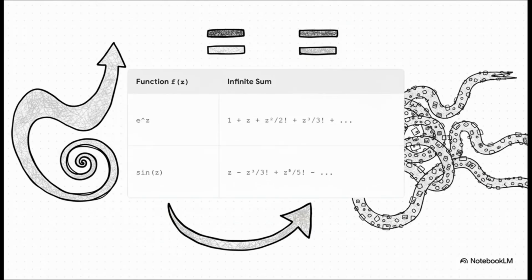So take a look at this. This right here is the heart of the mystery. On the left, you've got these powerful functions, the ones that describe everything from waves to exponential growth. And on the right, it just looks like a simple, never-ending addition problem. But here's the mind-blowing part. These two columns aren't just similar. They are mathematically identical. Literally the exact same thing.